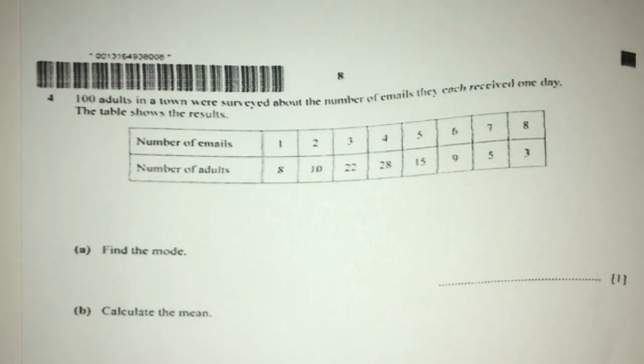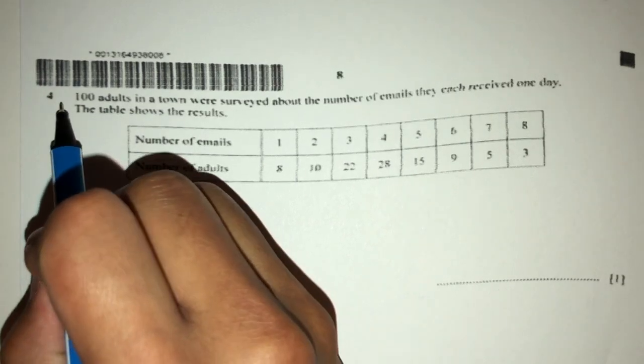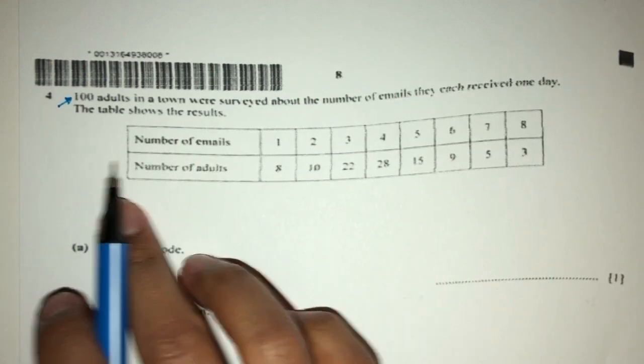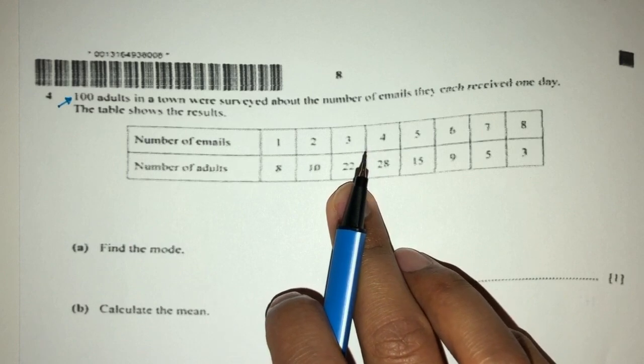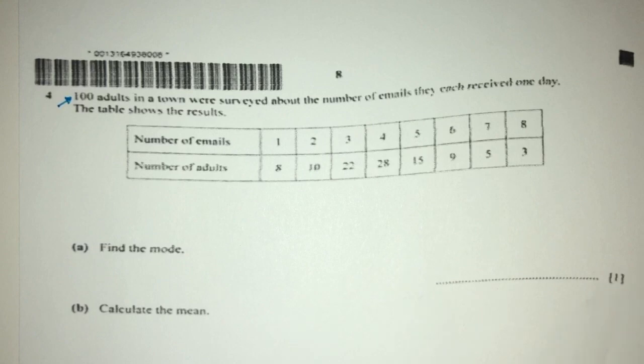Now let's move on to question number 4. So we have 100 adults in a town who were surveyed about the number of emails they each receive in one day. The table shows the results as you can see here. So let's see what it means. For example, if I choose here, as I can see, there's 22 adults who receive 3 emails on that day. So this is what it means in this table, right?